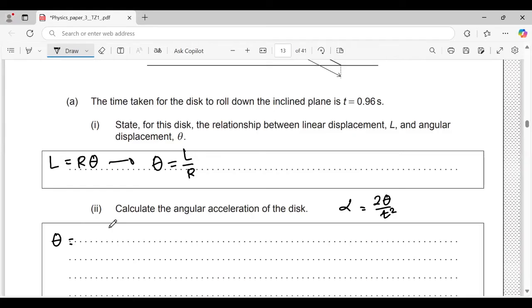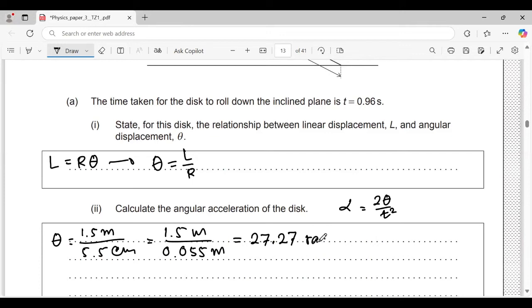According to this equation, theta is L, 1.5 meters, over the radius, 5.5 centimeters. We need to convert centimeters to meters, which becomes 0.055 meters. If you calculate this, the result is 27.27 radians.